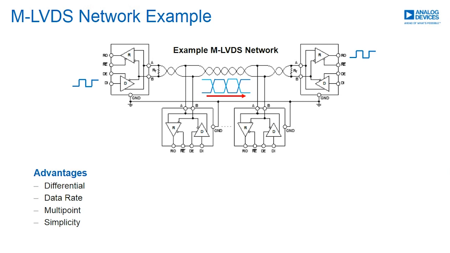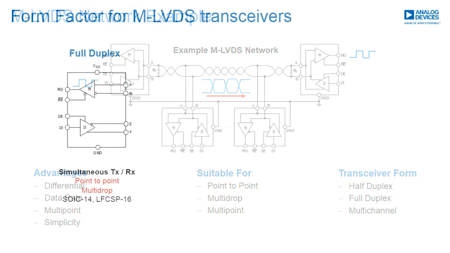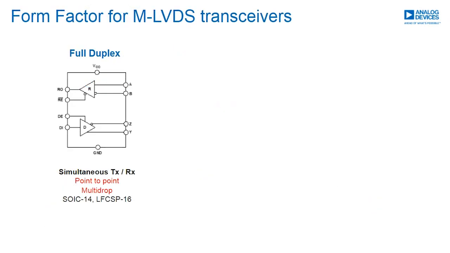The topology shown is a multi-point network. However, M-LVDS can also support point-to-point and multi-drop networks. To support these various topologies, M-LVDS transceivers come in various shapes and sizes. These various form factors for different M-LVDS transceivers are shown here.